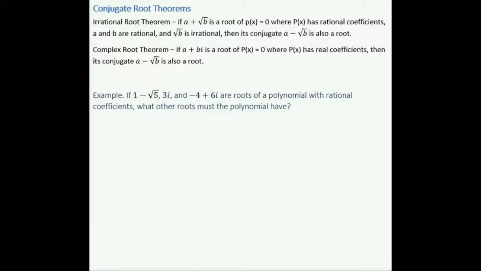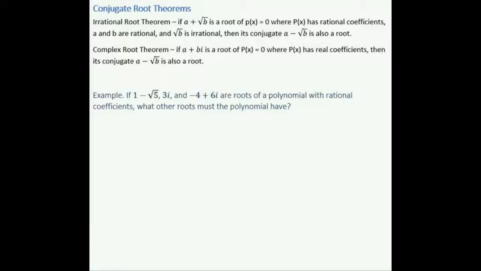There's two other theorems that we have here that kind of come together. There's the irrational root theorem and then the complex root theorem, and what it says is if a plus root b is a root, then its conjugate will also be a root. And that works for any irrational number in this form. So it has to have a square root there. It can't be like a 9 or something.